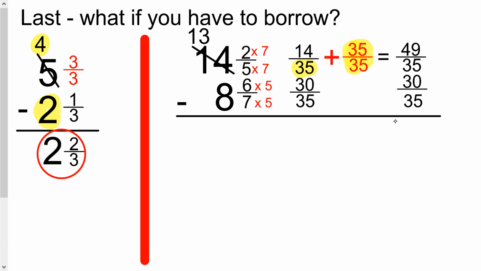49 minus 30 is going to be 19. Keep the same denominator, right? Don't forget your whole numbers, though. 13 minus 8 is 5. Kick these two together, and there's your final answer.